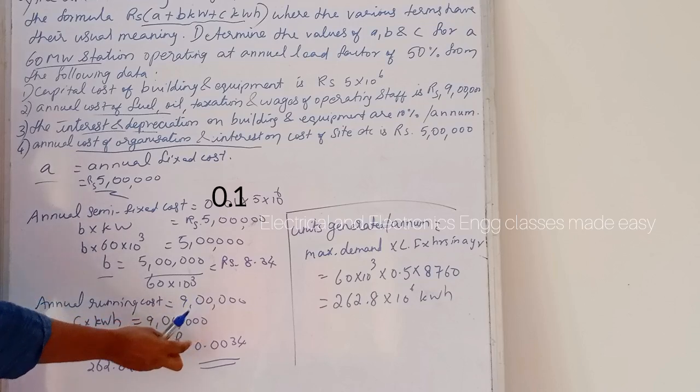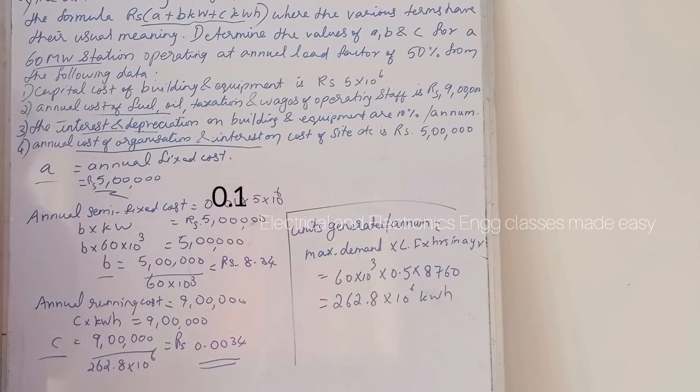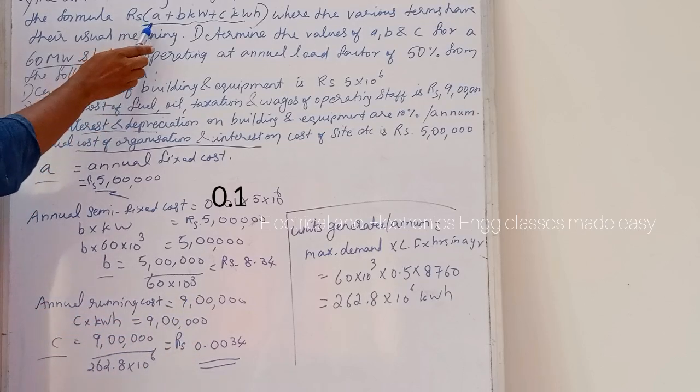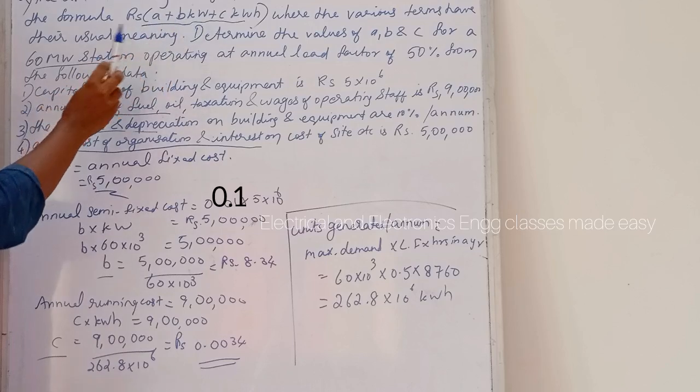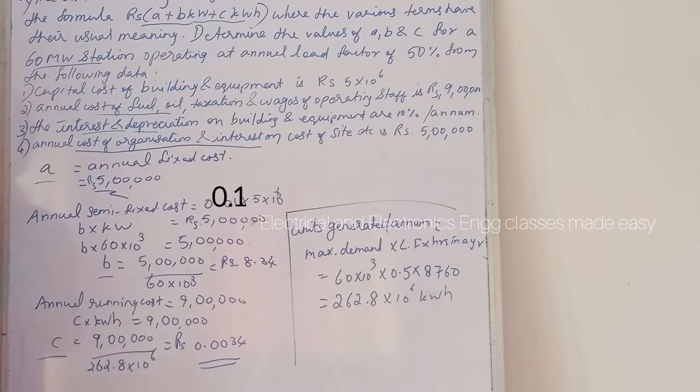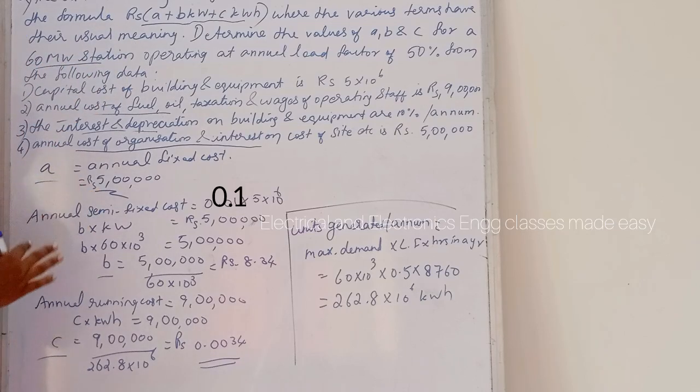In this way we are finding the values of the constant terms A, B, C in the 3-part form of cost of energy. So that is about the problems related to the cost of electrical energy.